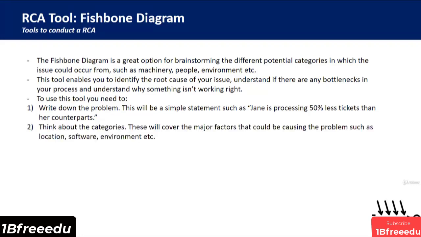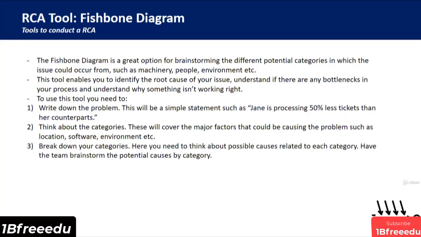Then think about the categories. So these will cover off the major factors that could be causing the problem, such as the location, the software, the environment, etc. You then want to break your categories down. So this is when you actually start to do your actual root cause analysis. Here, you need to think about possible causes related to each category.